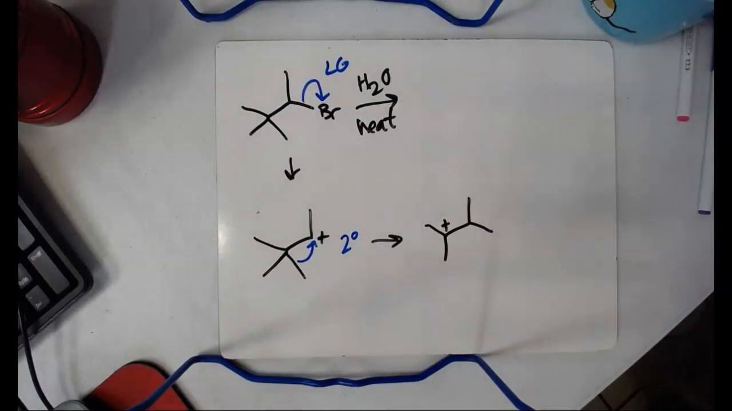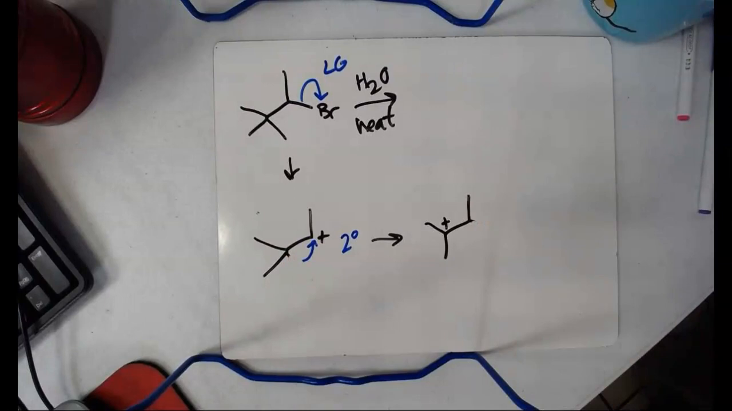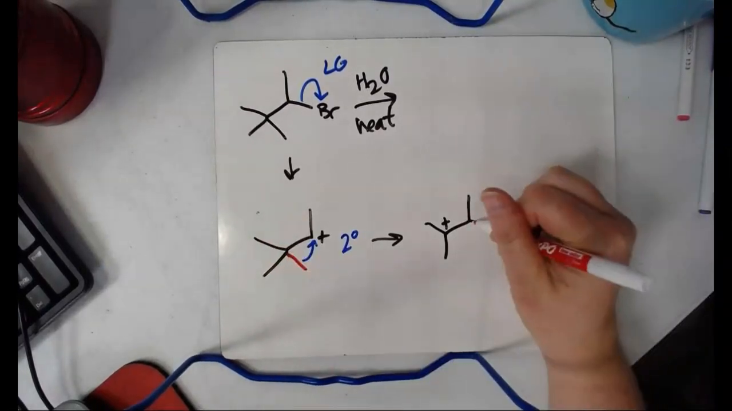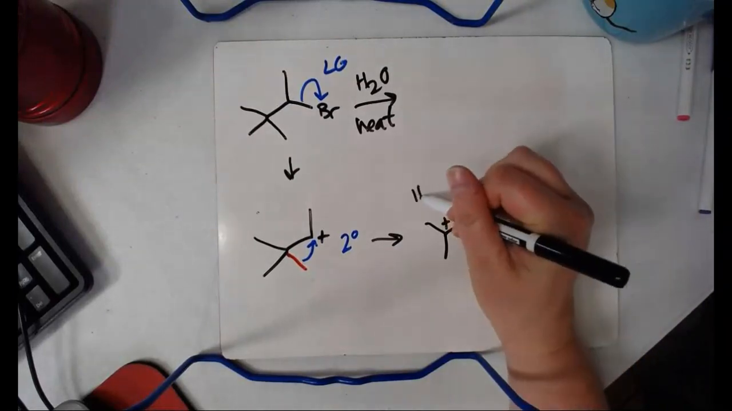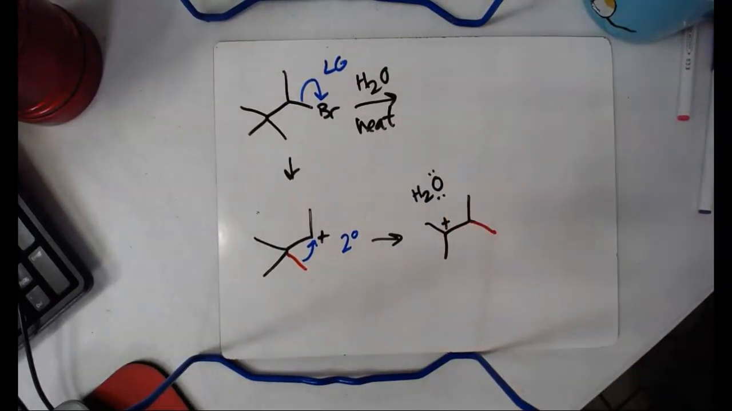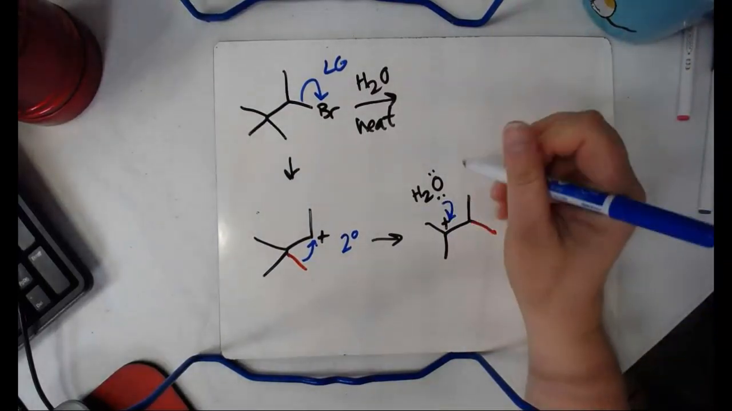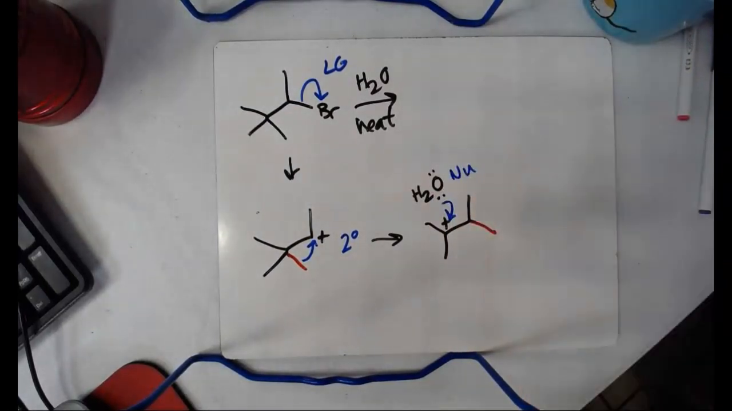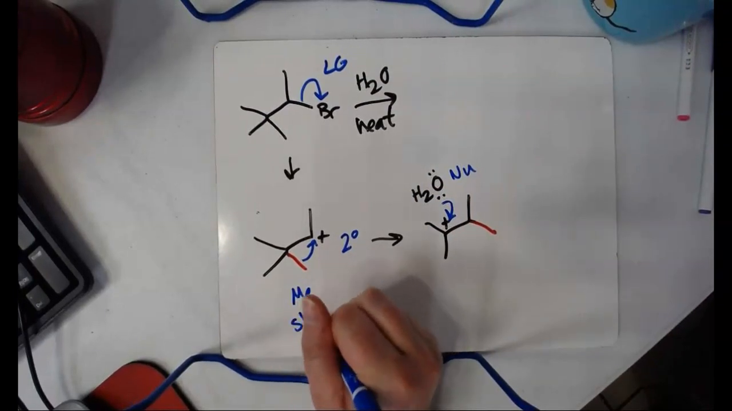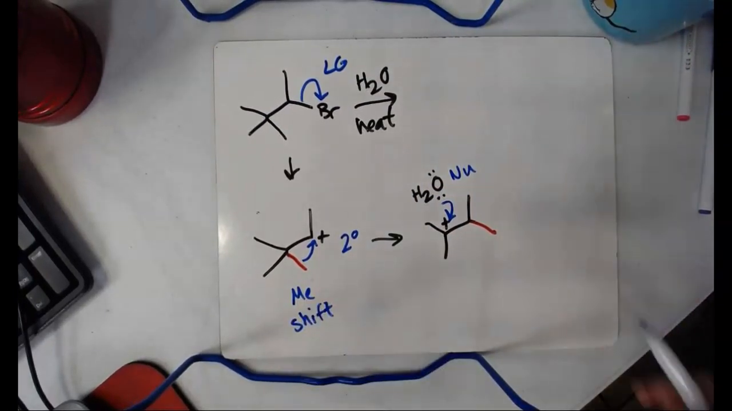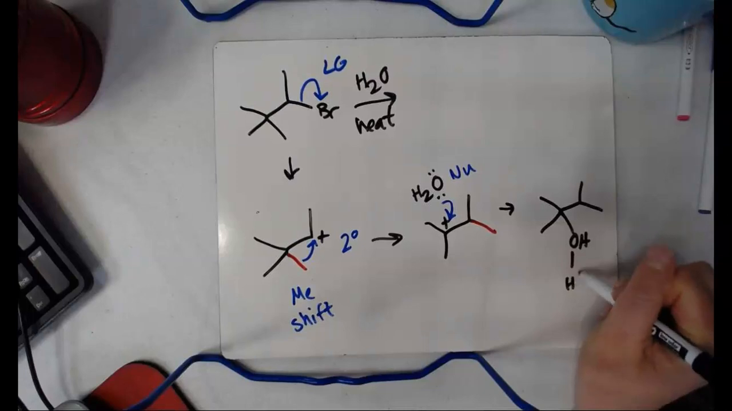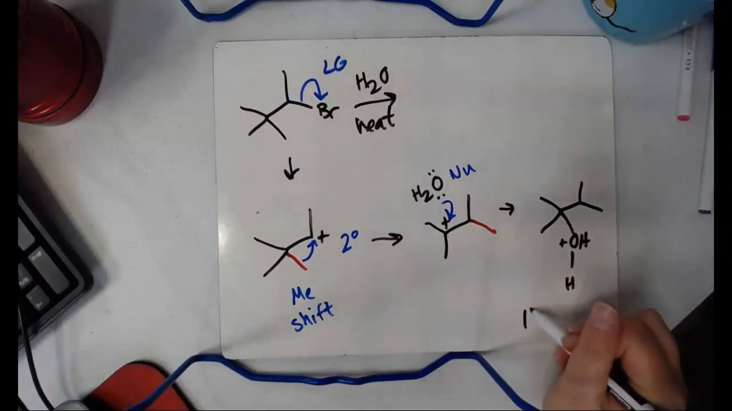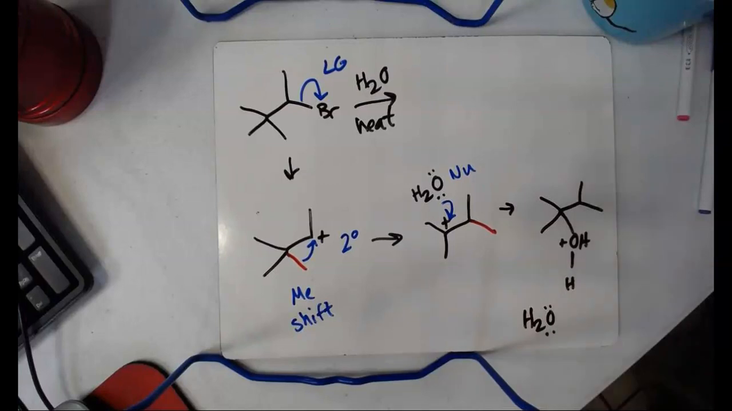So actually I'm going to color code this for us. Here's my methyl group that I'm shifting over, and there's its new location. So now that we have our new carbocation, we're going to do our nucleophilic attack right onto that carbocation. Labeling my steps here. And then our last step, because we had that neutral nucleophile, we need to do our proton transfer.